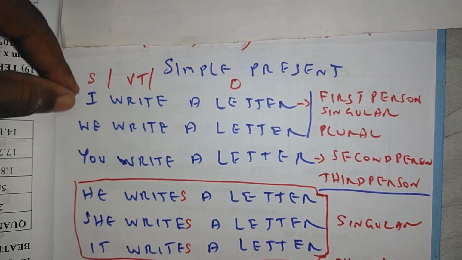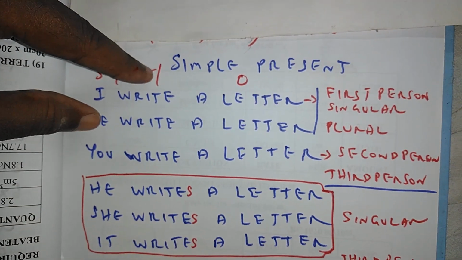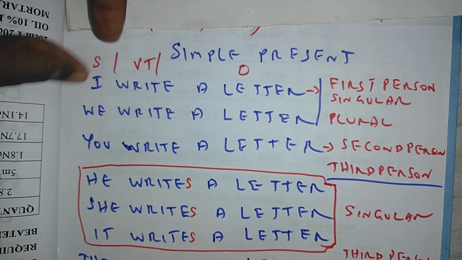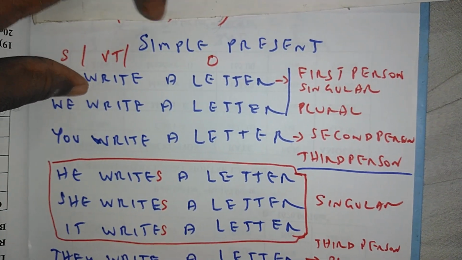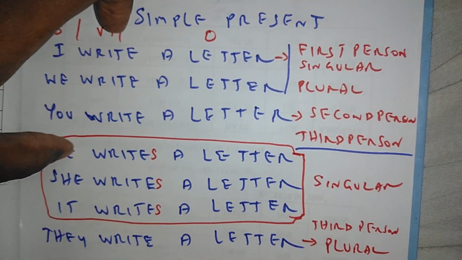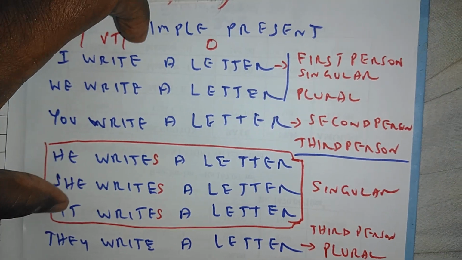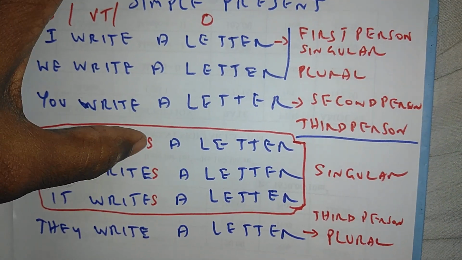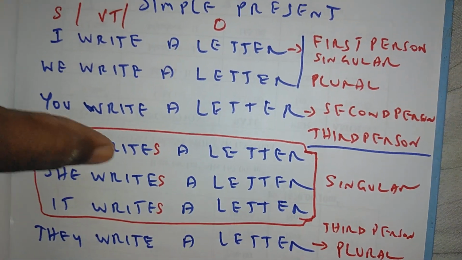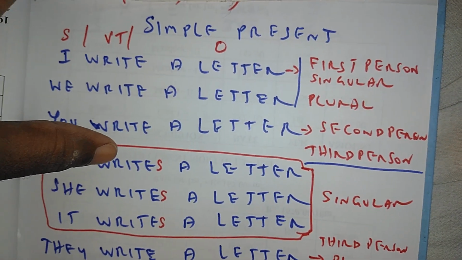Simple present tense. This is a subject. This is a verb, a transitive verb, meaning there is an object. This is first person singular. This is first person plural. This is second person. These three are third person singular, so we should add this s. Third person plural. This third person singular, you have to take care.